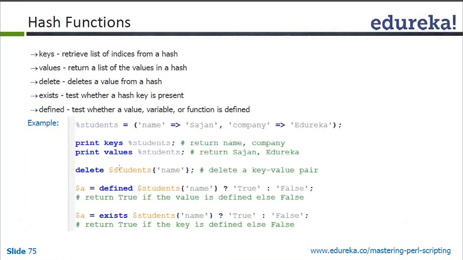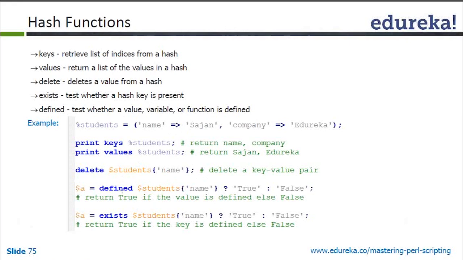And you have to be careful when you are operating. When you are printing, you will put a dollar variable, and when you have this hash, you put this parenthesis and the name of the key. And again, we have this defined. It is used to test whether a variable or function is defined or not. And exists tests whether a hash key is present.